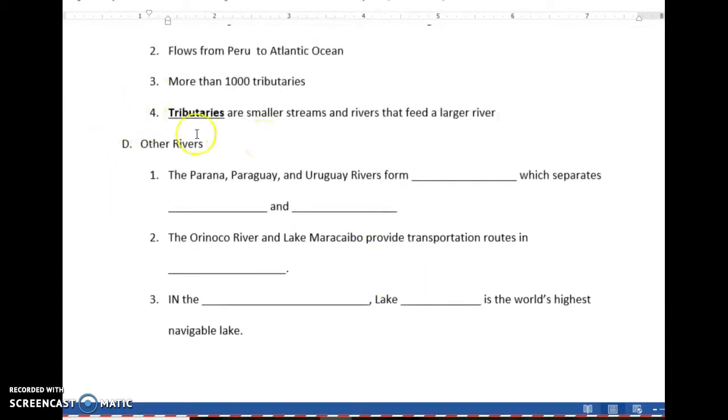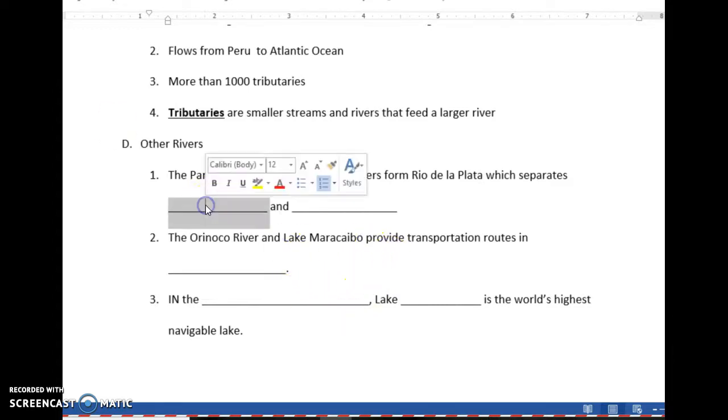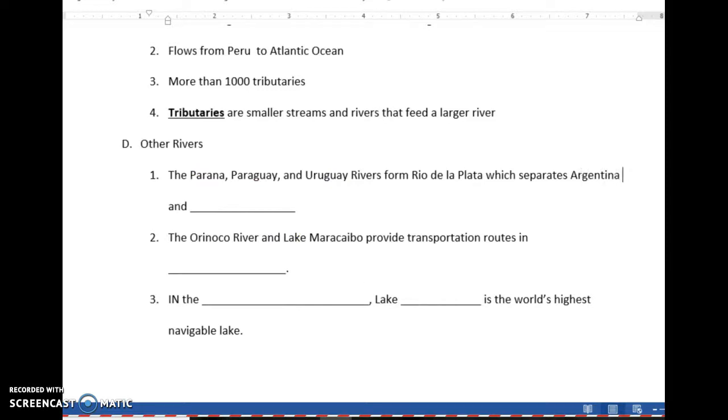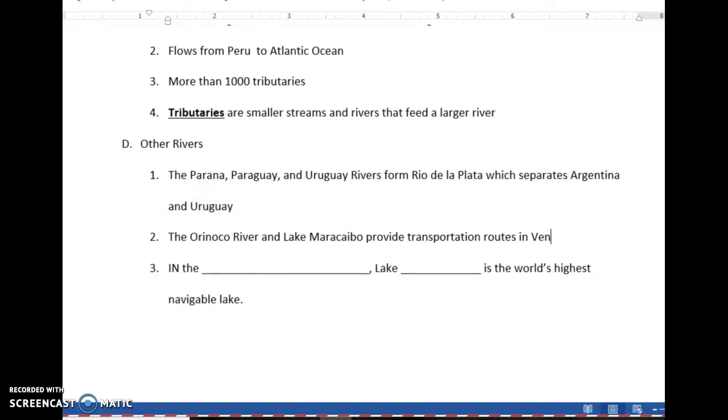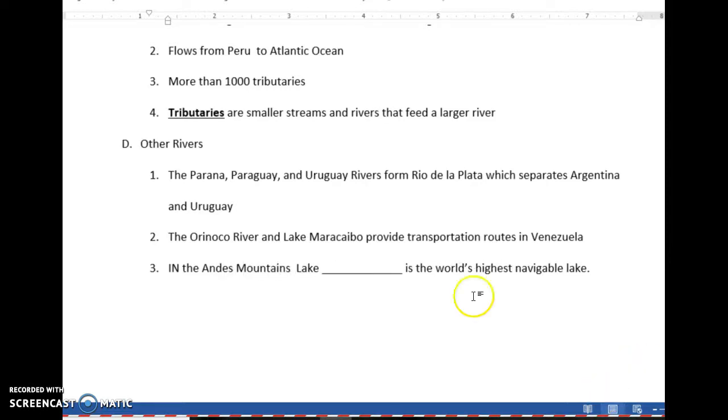To wrap this up, you have a couple other rivers. The Parana, the Paraguay, and the Uruguay form the Rio de la Plata, which is the river of silver, and that separates Argentina and Uruguay. You have the Orinoco River and Lake Maracaibo that provide transportation routes in Venezuela. And then in the Andes Mountains, you have Lake Titicaca, which is the world's highest navigable lake.